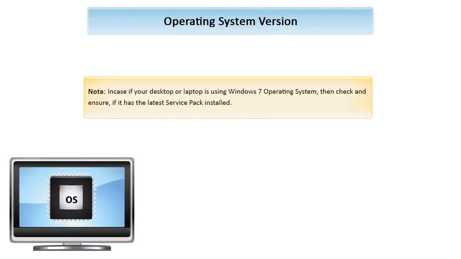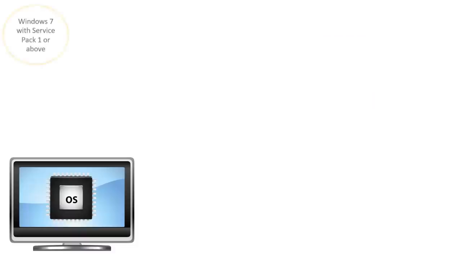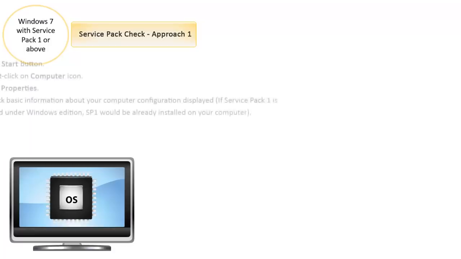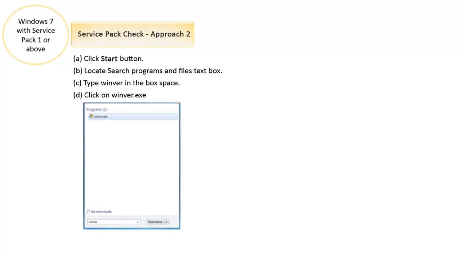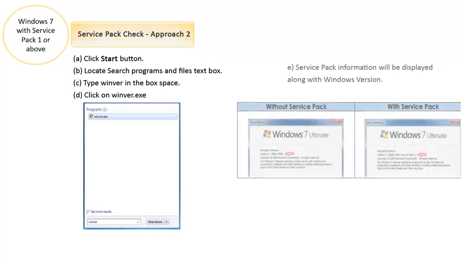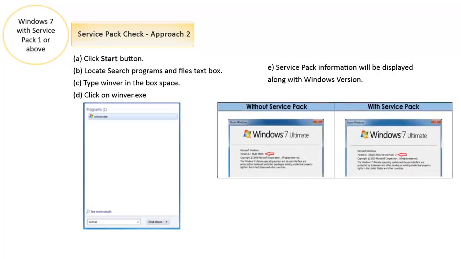In case your desktop or laptop is using Windows 7 operating system, then check and ensure if it has the latest service pack installed. There are 2 approaches to determine the service pack installed. For service pack check, approach 1. Read the below steps to execute the service pack check. The second service pack check approach is listed. Follow the steps mentioned below and check the status of your service pack.